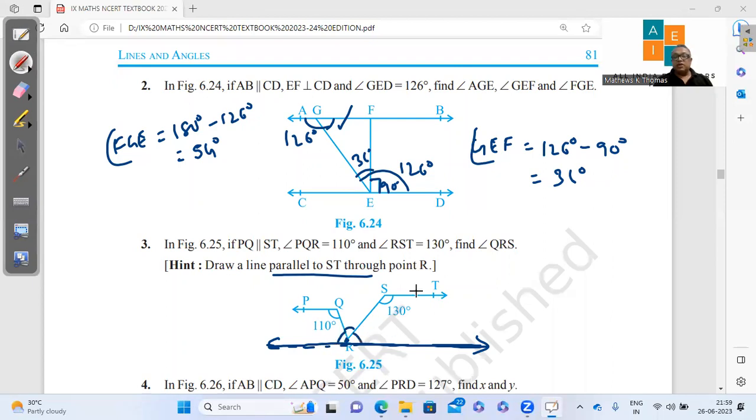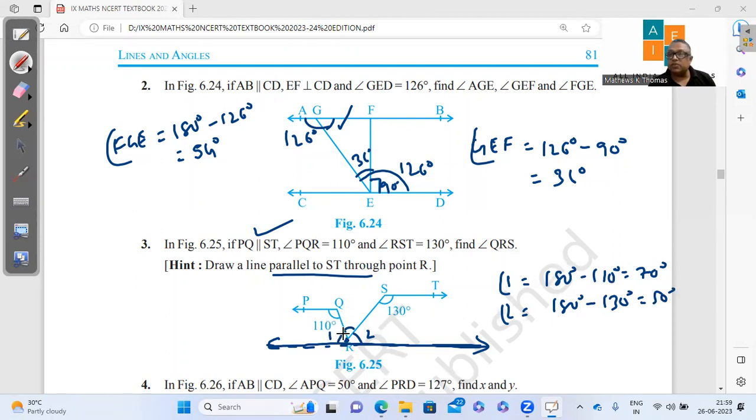So when I'm drawing this line parallel to the parallel lines, PQ and ST are already parallel, all these three will be parallel. So I can number these angles 1 and 2. So angle 1 will be 180 minus 110, that is 70 degrees, right? Because the sum of co-interior angles add up to 180. And angle 2 will also be 180 minus 130, that is 50.